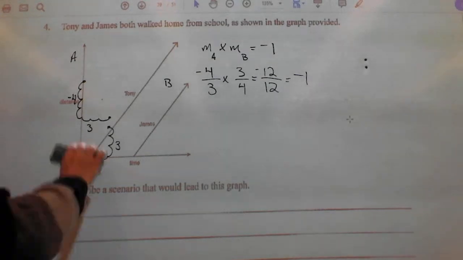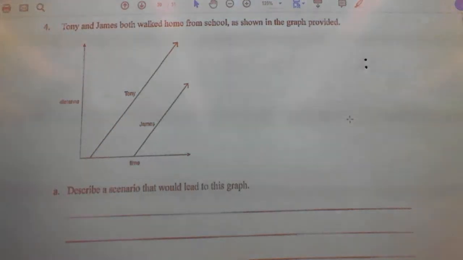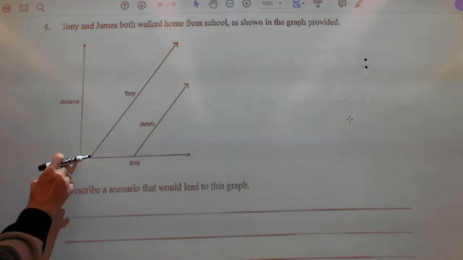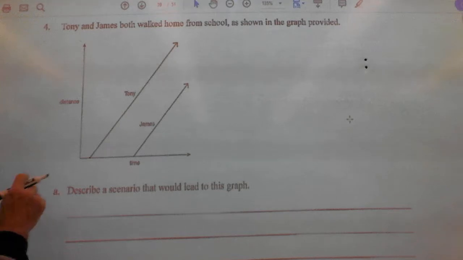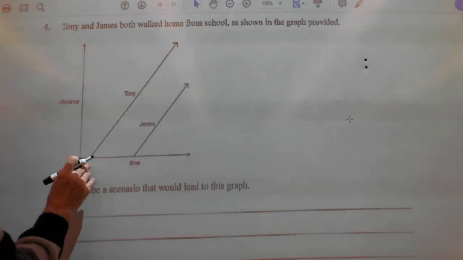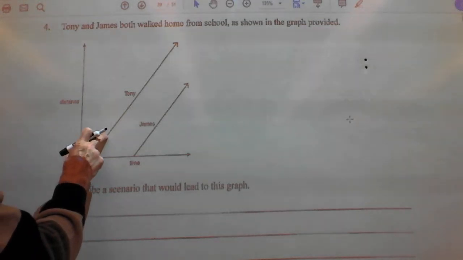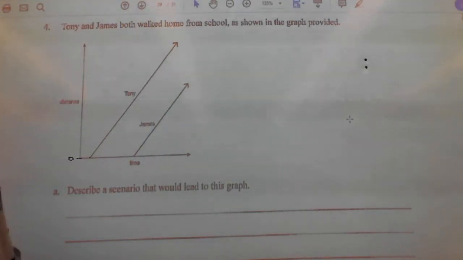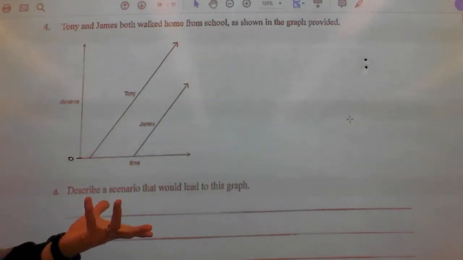Tony and James. So, Tony and James both walked home from school as shown in the graph provided. So, let's take a look at this and try to interpret it. So, we have a distance, we have a time. So for Tony, he started at a distance of 0 at a certain time, okay? And it shows that as time progresses, his distance increases. So, Tony is walking from his start point, school, to his end point, which is at home.